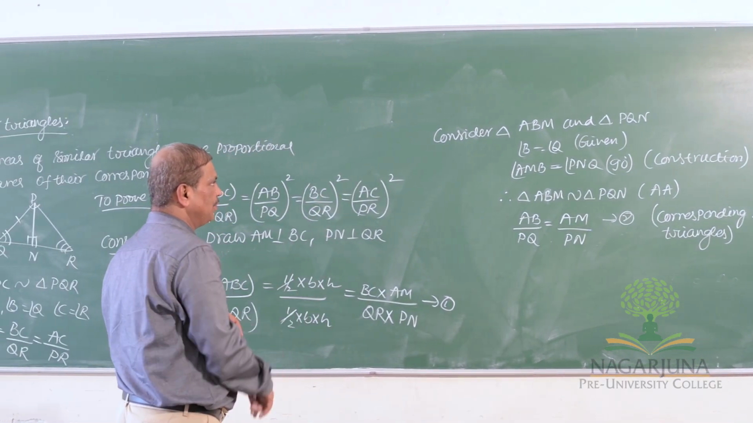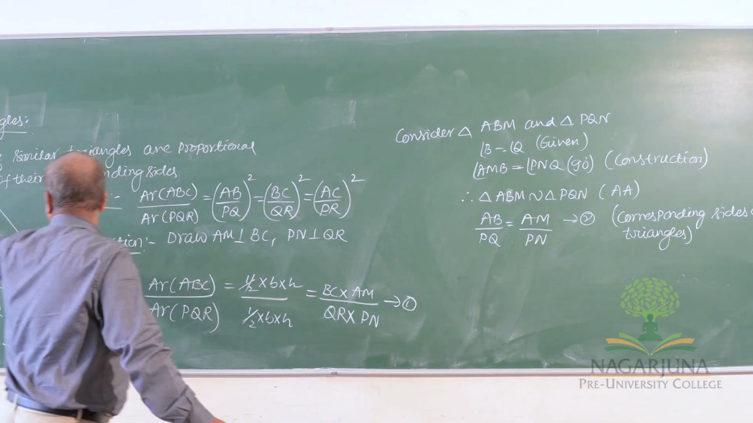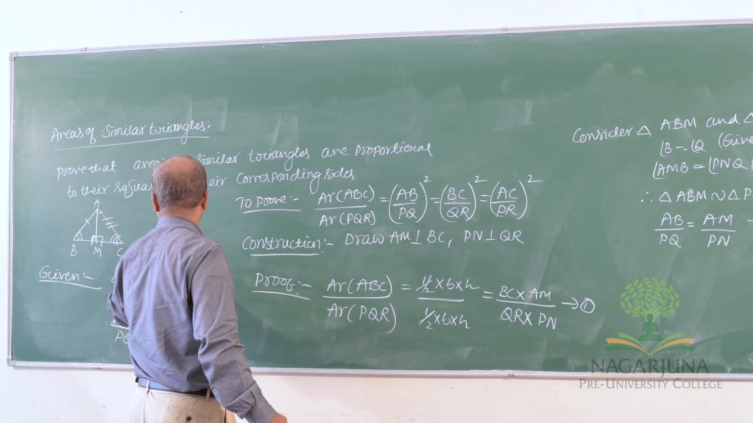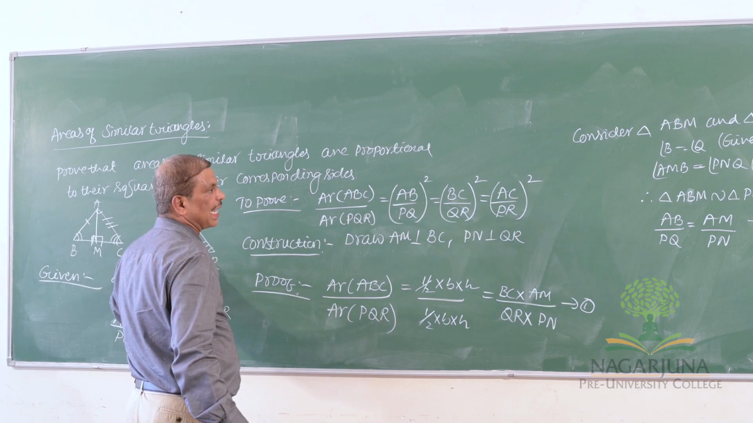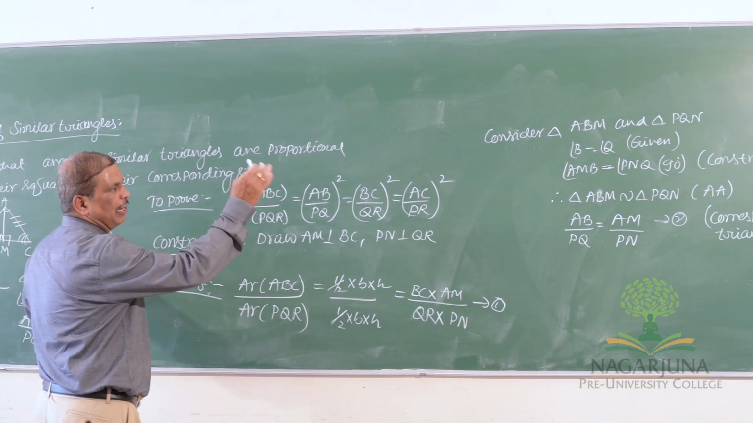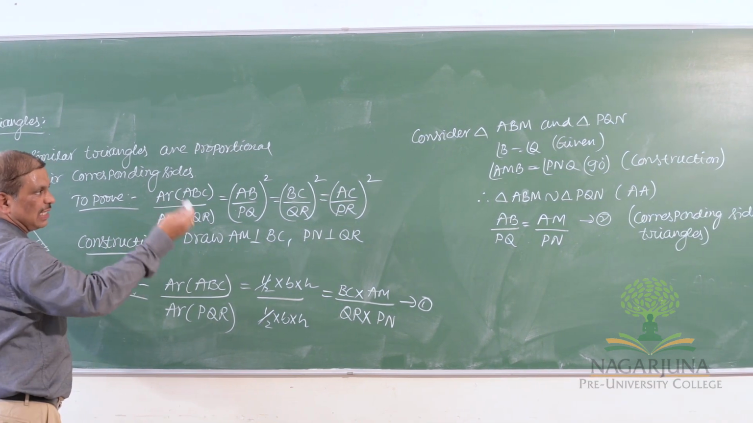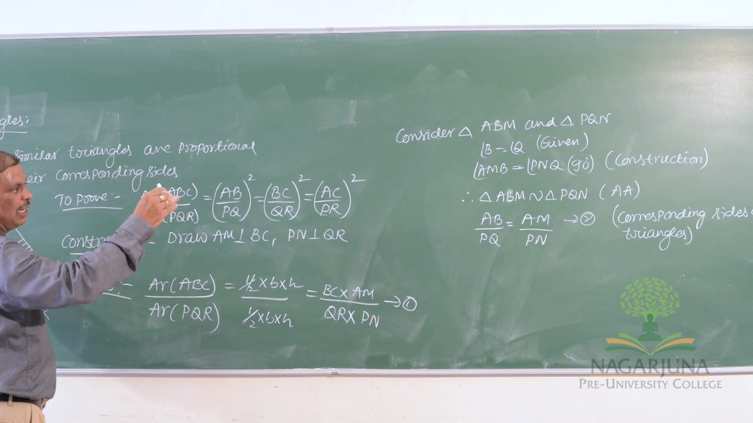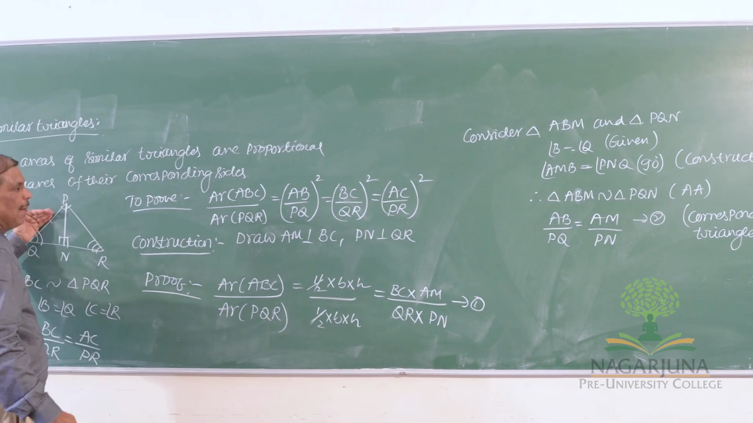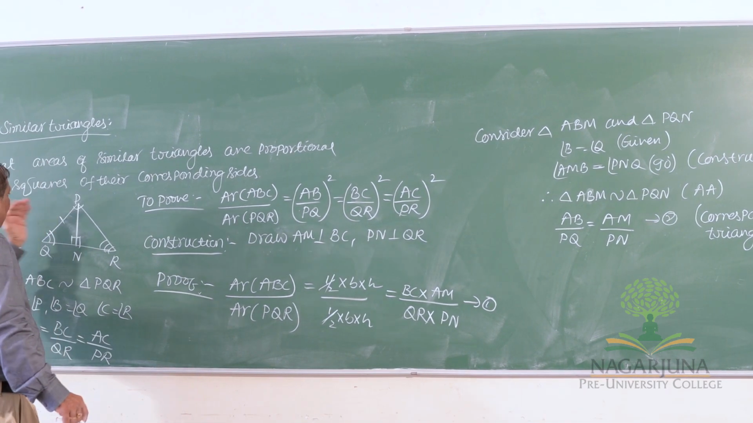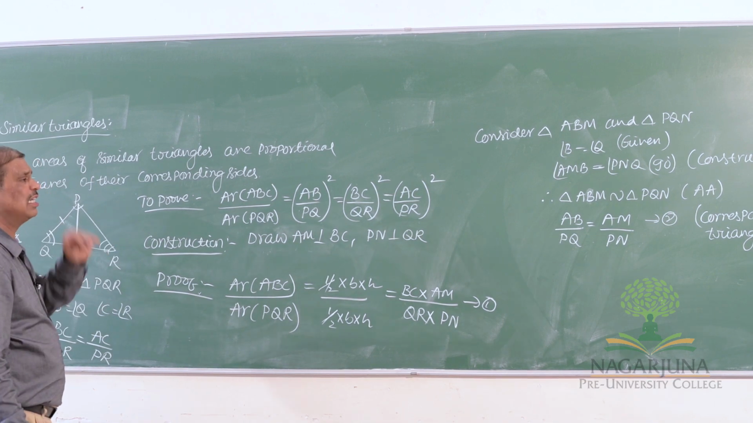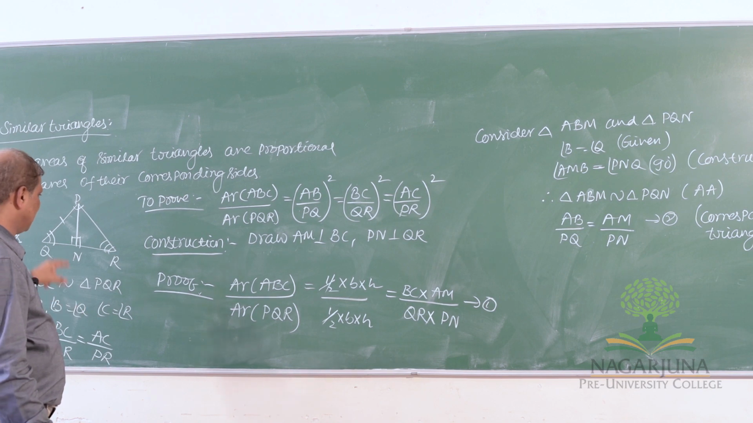See, what is equation 2? First consider ABM and PQN: angle B is equal to angle Q, angle M is equal to angle N is equal to 90. So the triangles are similar according to AA similarity. Two angles are equal, then the triangles are similar. Their corresponding sides are proportional. One is AB by PQ, AM by PN.